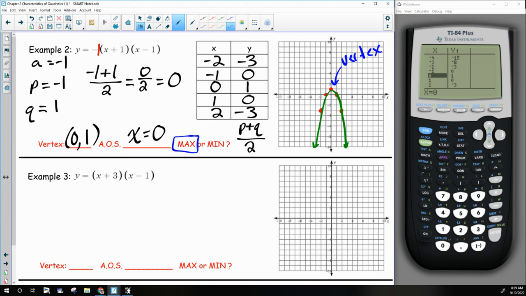In example 3, again, we have intercept form, because there's no exponent, and we have 2 sets of parentheses. In example 3, it looks like there's no a value to be found. I don't see anything in front of that parenthesis. Don't think it's 0. It is a 1. If there is no a value to be found, it is 1.